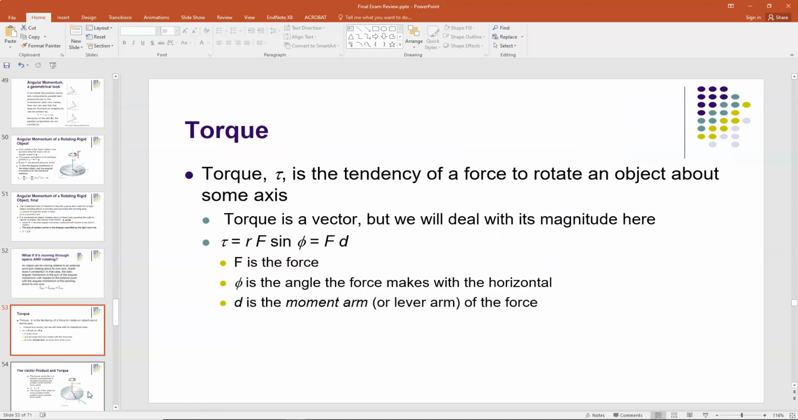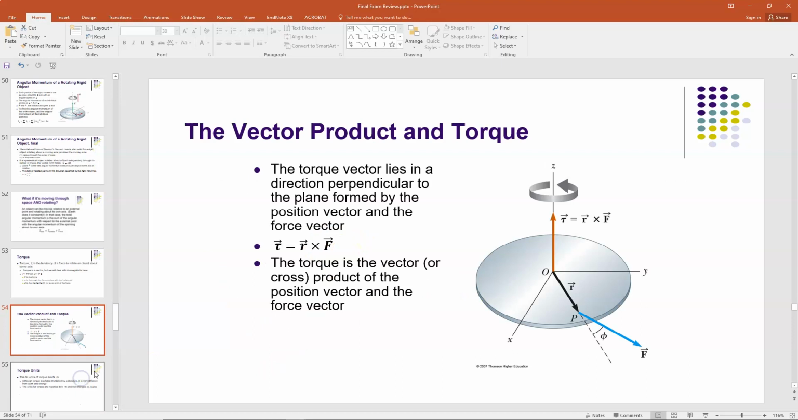Now, torque, that's the tendency of a force to rotate an object about an axis. It's a vector. The magnitude of torque would be RF sine of theta, where R is the vector that points from the rotation axis to the point of application of the force. F is the force, and theta here is the angle in between R and F. You can also talk about R times sine of theta. That gives you D. That's R perp. Basically, that's the moment arm of the force.